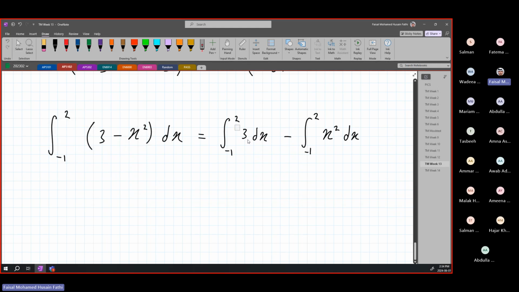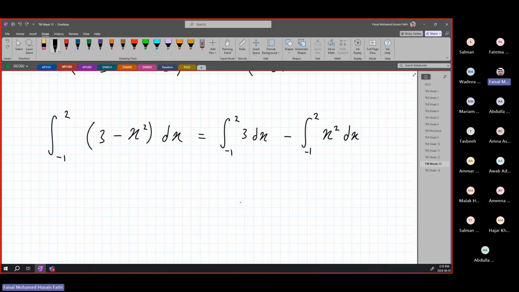Remember, the integration of a constant is not 0. This is not differentiation. This is integration. And remember, this is not multiplication. You cannot just take this outside, all right? This is not multiplication. This is subtraction. So you have to do the integration of both.